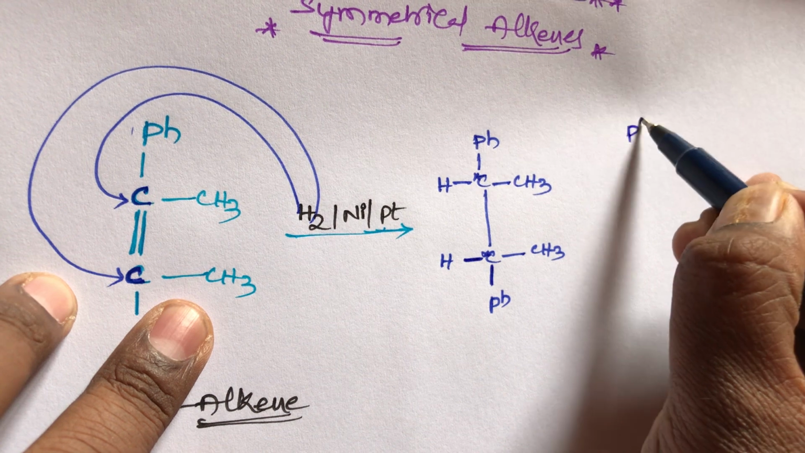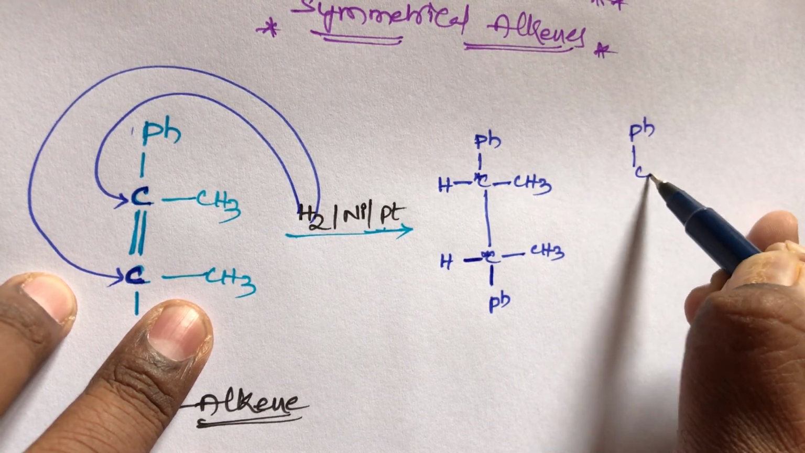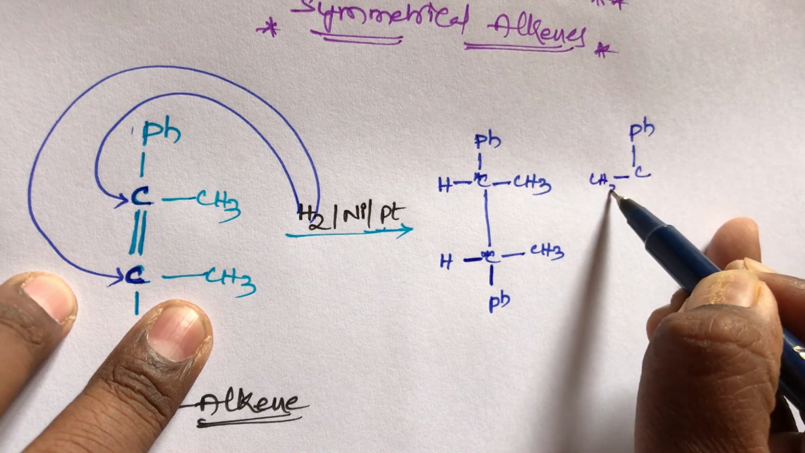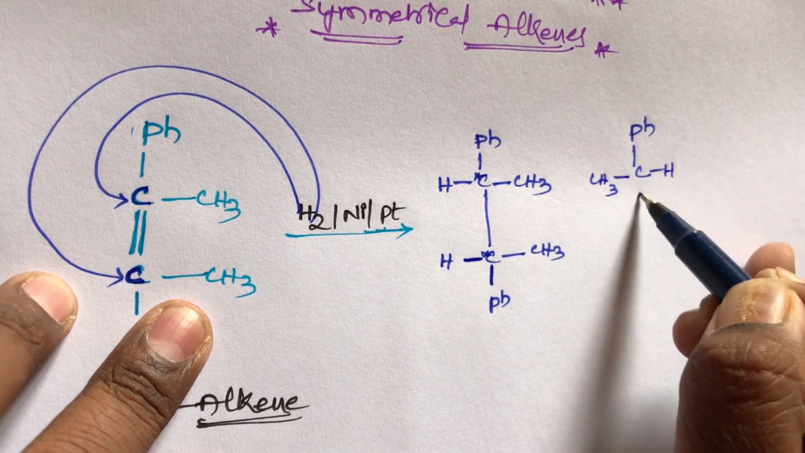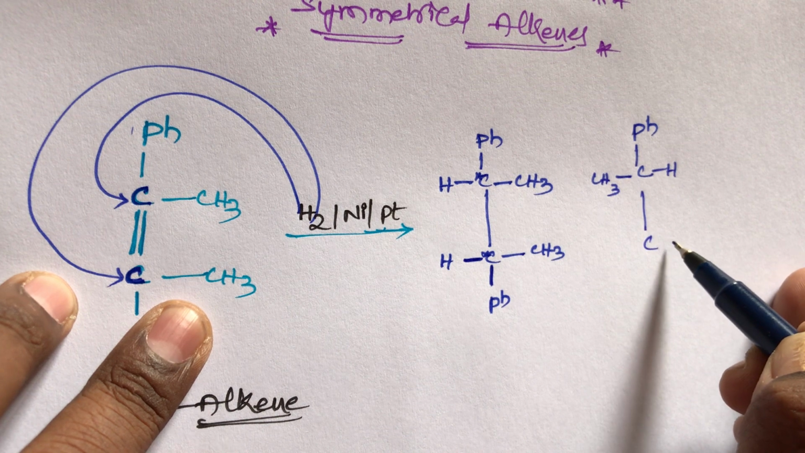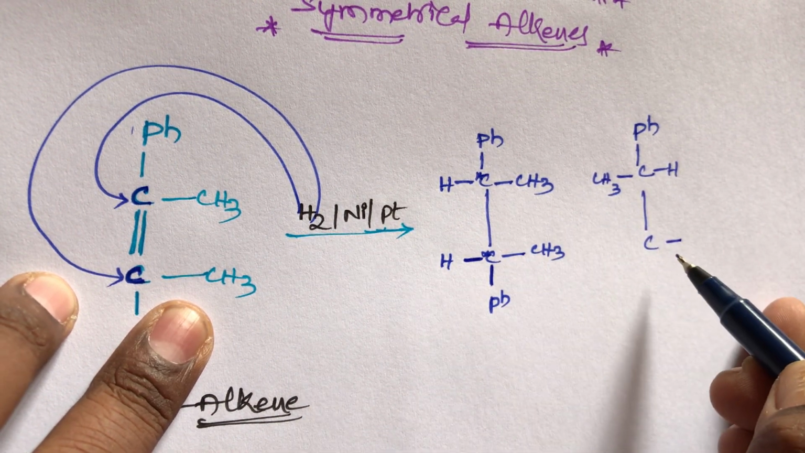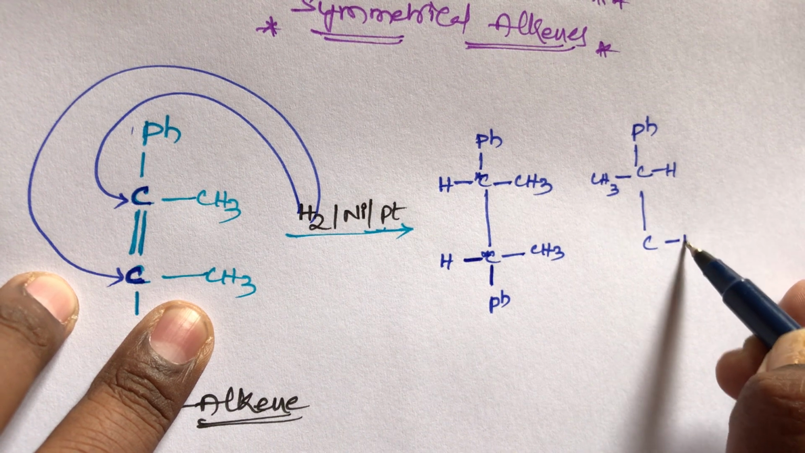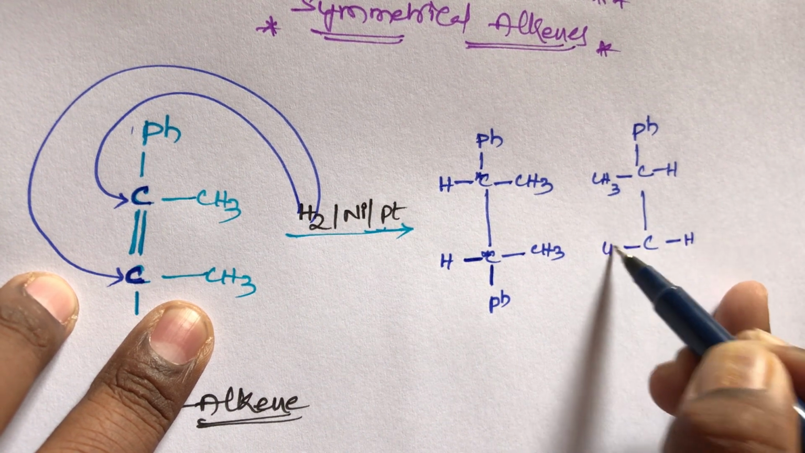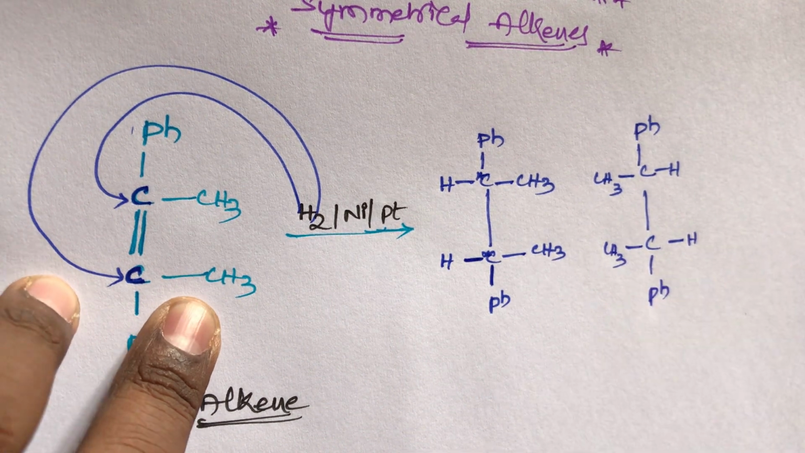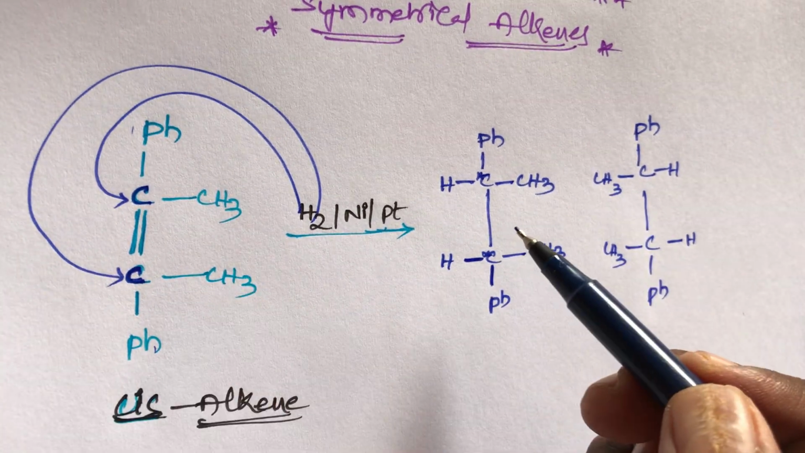Write one more structure. This phenyl group we can write; the hydrogen present on the right hand side we can shift towards the left hand side, CH3, then H. This hydrogen shifting towards the left, H, then CH3, then phenyl. These both are mirror images of each other, students.